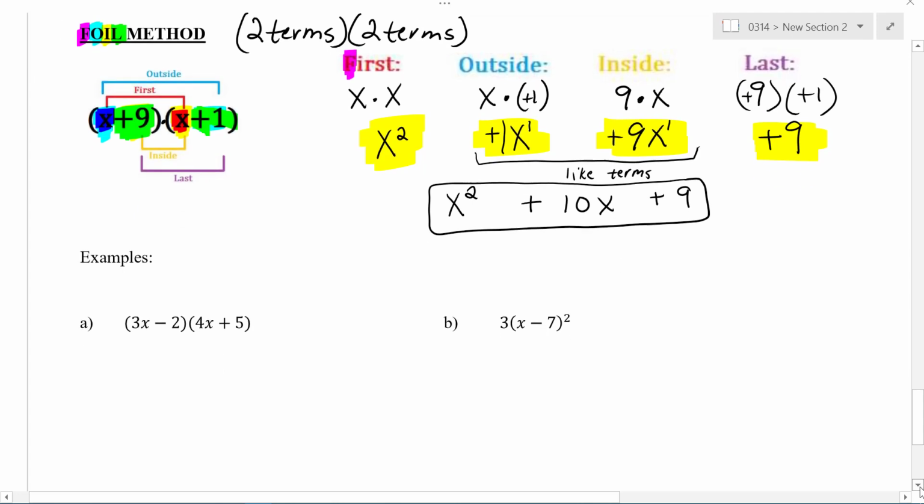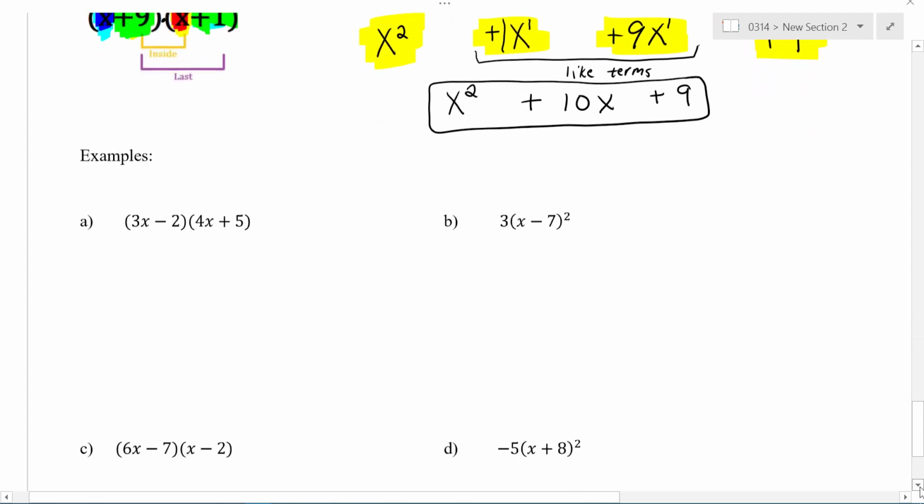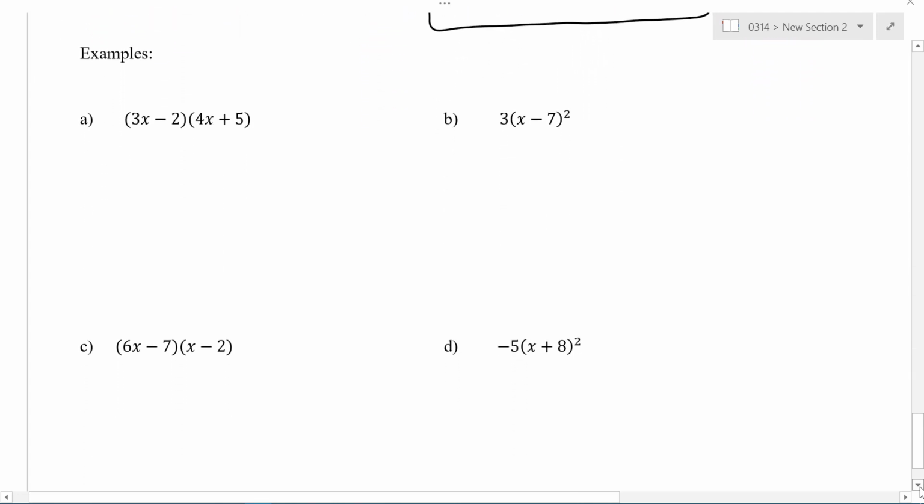So let's practice this method. Okay, so for part A, I have 3x minus 2 times 4x plus 5. Since the parentheses are touching, that's an implied multiplication. So how do I do two-term thing times another two-term thing in parentheses? Well, we're going to use FOIL. First times the first, so that gives me 12x squared.